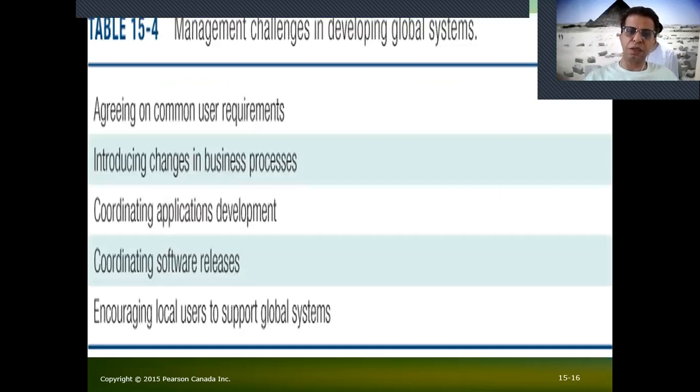The challenges basically come in agreeing on common user requirements. We try to introduce changes in the business processes. These are challenges. Coordinating application developments, different applications. Coordinating software releases, when we can release the software and when we need to release it. Encouraging local users to support the global system.